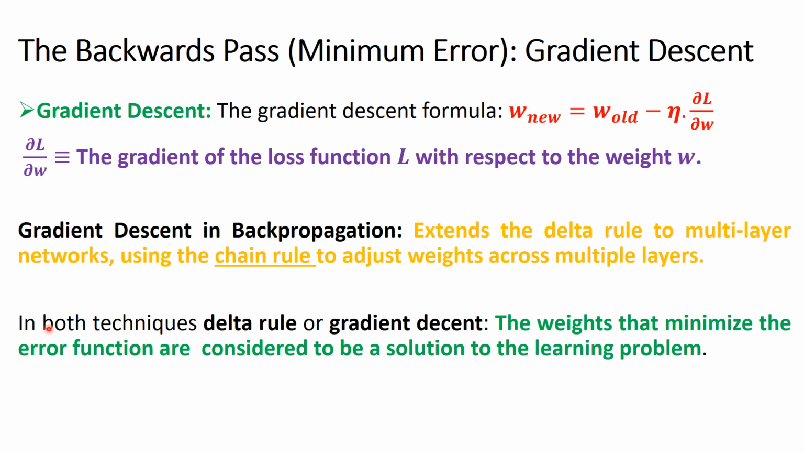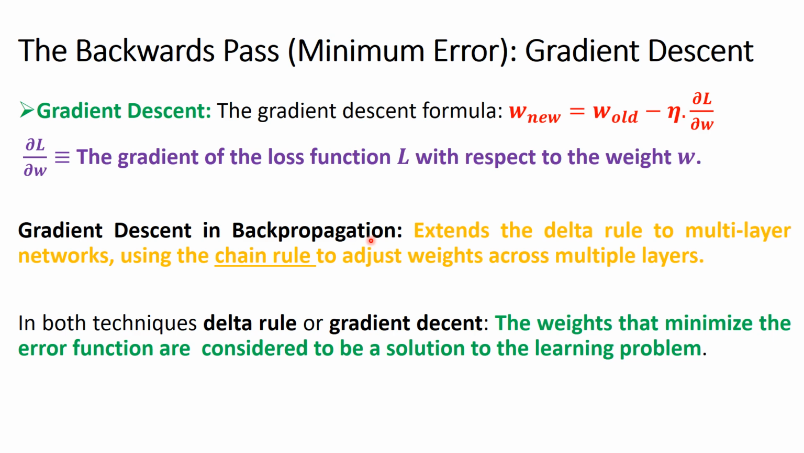Gradient descent formula: W new equals W old minus eta multiplied by partial L by partial W. يعني الوزن بعد التعديل بيساوي الوزن اللي قبل التعديل مطروح منه learning rate مضروب في gradient partial L by partial W, is the gradient of the loss function L with respect to the weight W. Gradient descent in backpropagation extends the delta rule to multi-layer networks using the chain rule to adjust weights across multiple layers.